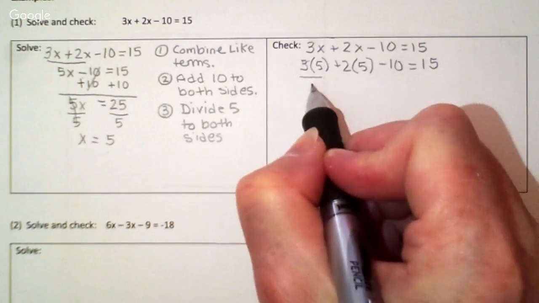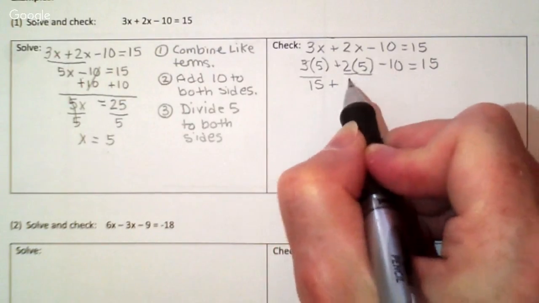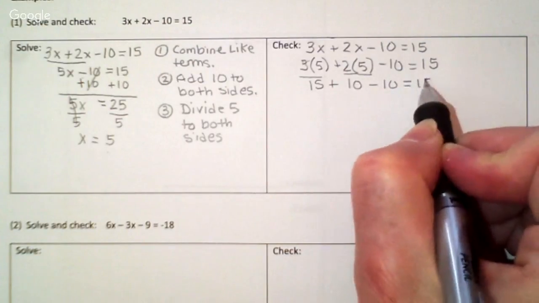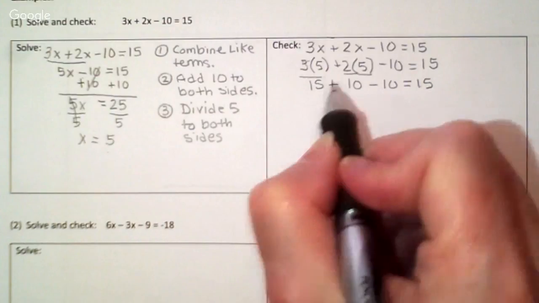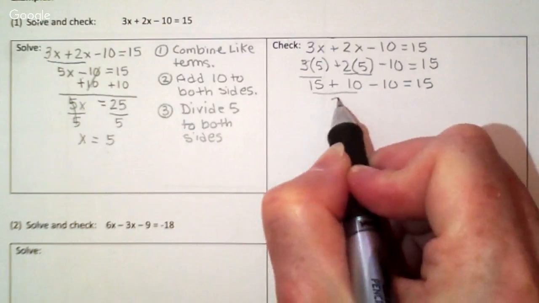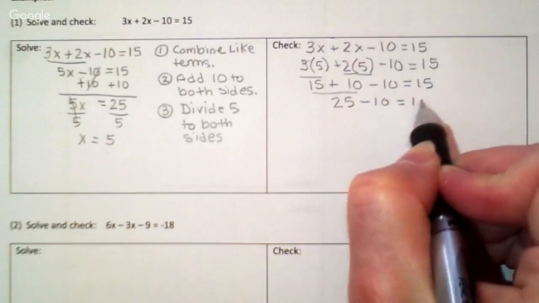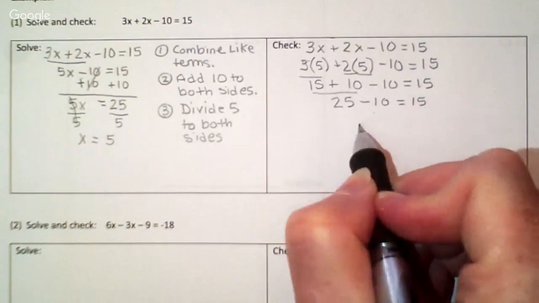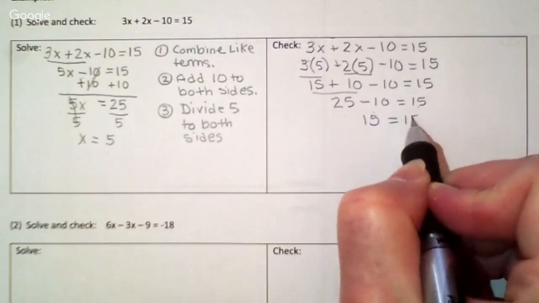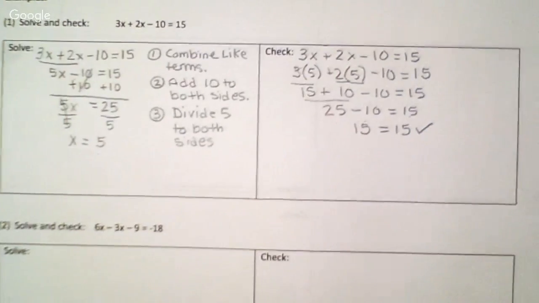So 3 times 5 is 15, plus 2 times 5 is 10, minus 10 equals 15. You do have to follow order of operations, so we have to add first. So 15 plus 10 is 25, minus 10 equals 15. 25 minus 10 is 15. That is what we are looking for. So 15 equals 15, and it checks.